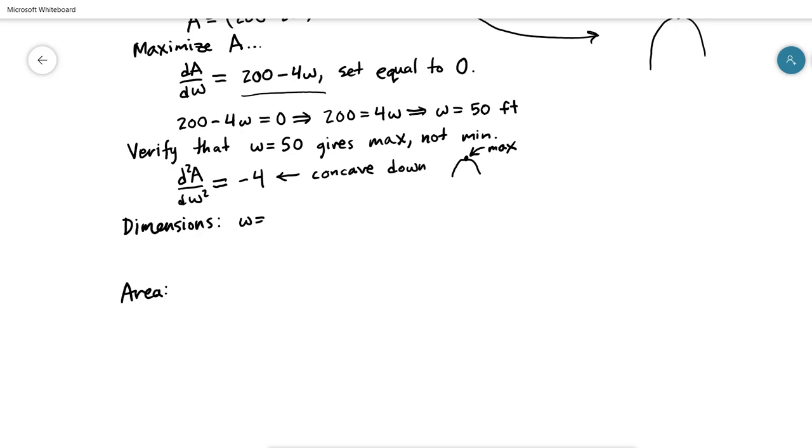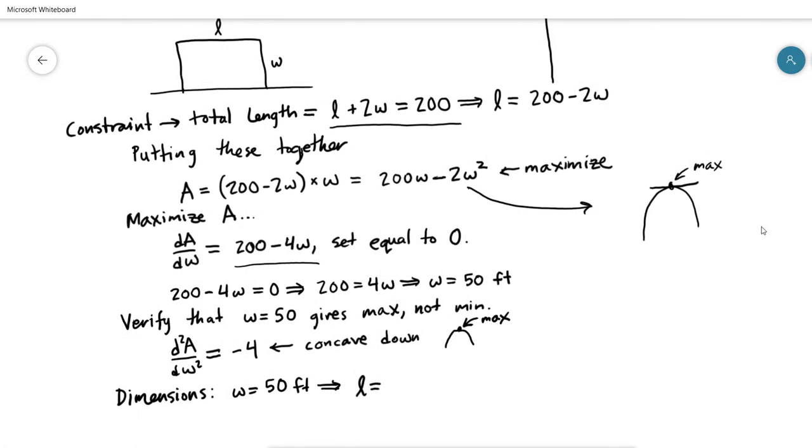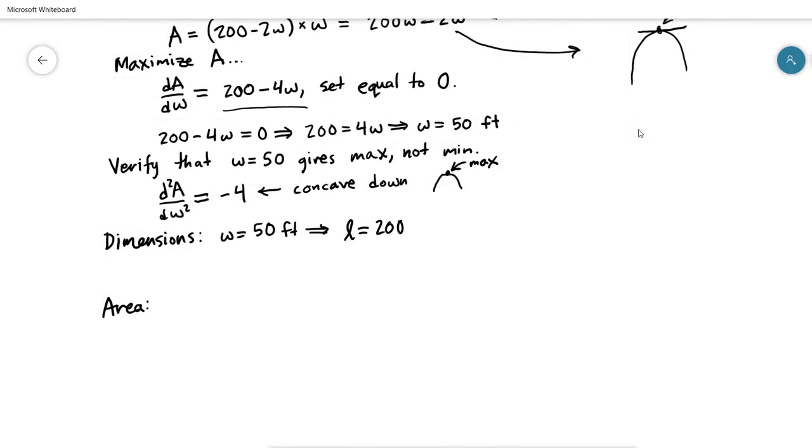For the dimensions, we know that W equals 50 feet. That's the work that we've already done. And if W equals 50 feet, we know that L is equal to, according to our constraint equation, the one where we've already solved for L, 200 minus 2W. But that W is now going to be 50 feet, so L equals 200 minus 2 times our 50 feet. 2 times 50 is going to be 100. 200 minus that 100 yields 100 feet. So what we've got is that W is equal to 50 feet and L is equal to 100 feet.